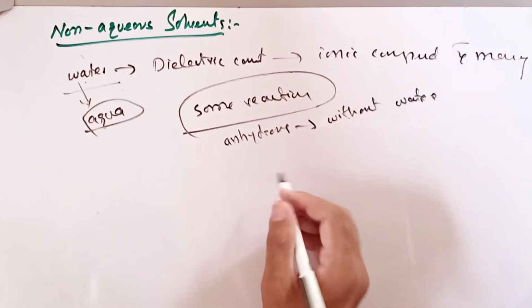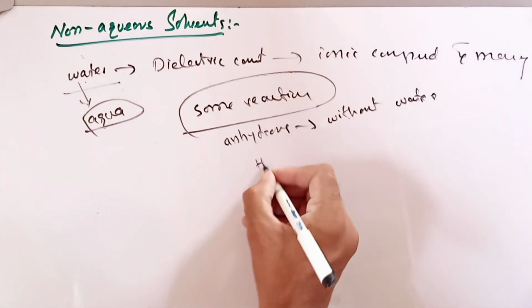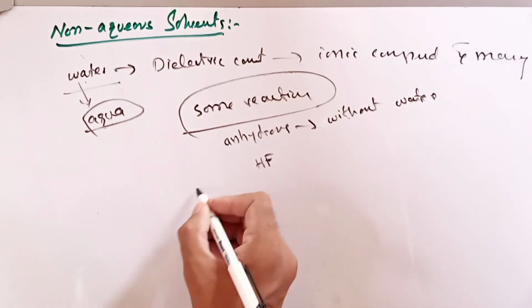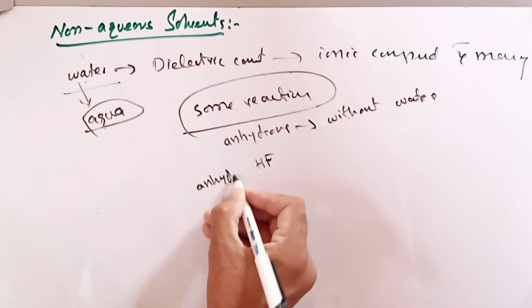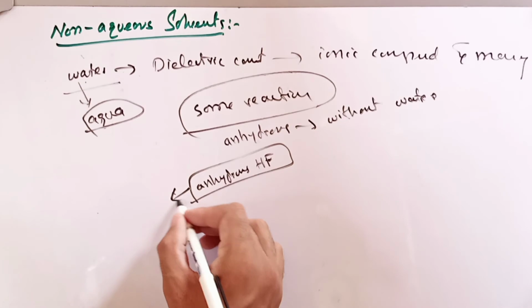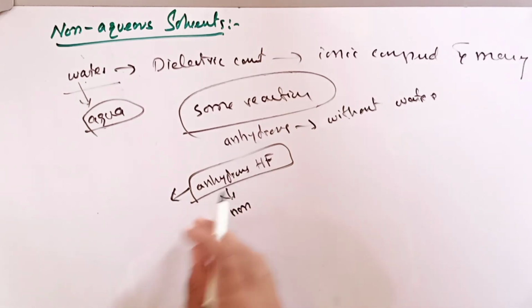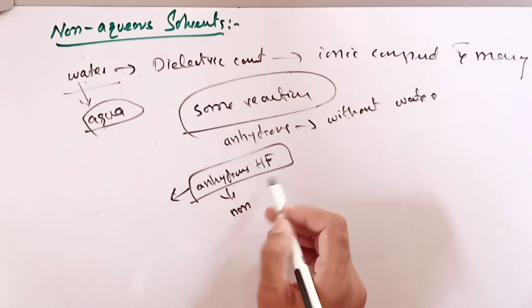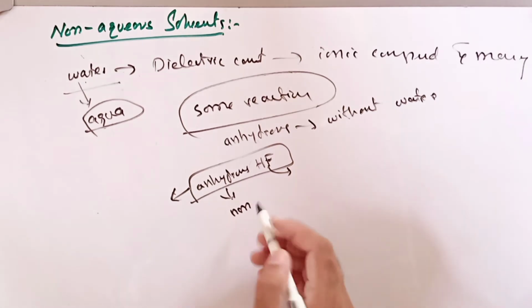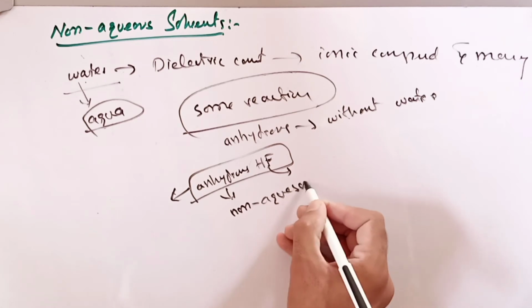For example, in some books anhydrous HF is used. What does this mean? When anhydrous HF is used as a solvent, it will be called a non-aqueous solvent, because anhydrous means without water. In those solvents purely HF is present, not water. So that is why this solvent will be called a non-aqueous solvent.